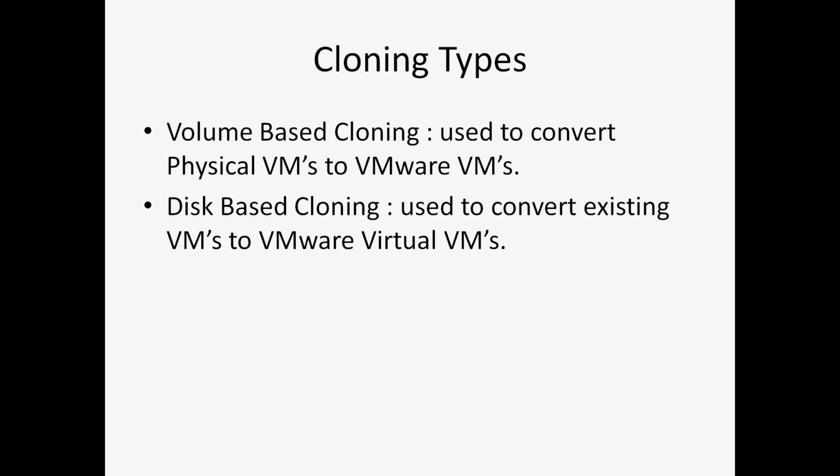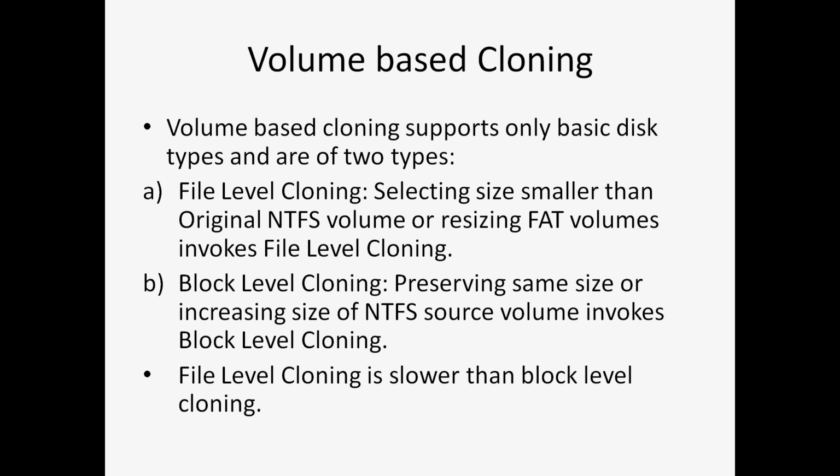As mentioned before, it takes a snapshot and clones the source volume. It uses two types of cloning: volume based cloning and disk based cloning. Volume based cloning is used when you convert a physical machine to a VMware virtual machine, and disk based cloning when you convert your virtual machines to virtual machines, that is V2Vs. Volume based cloning only supports the basic disk types. It doesn't support the dynamic disk types.